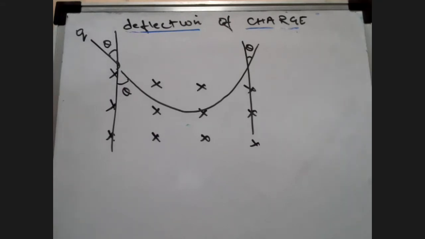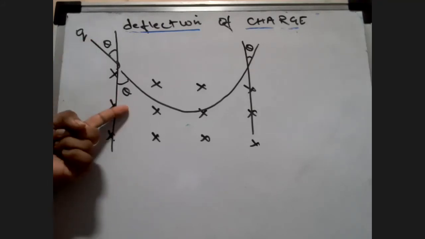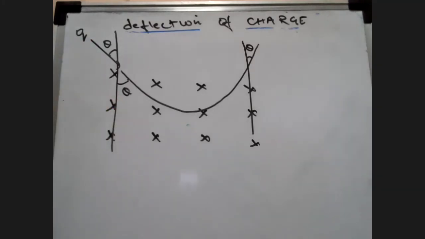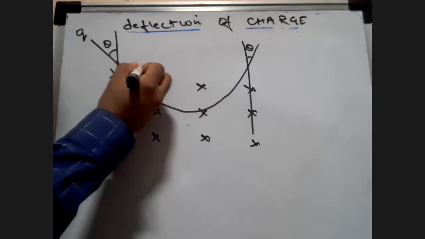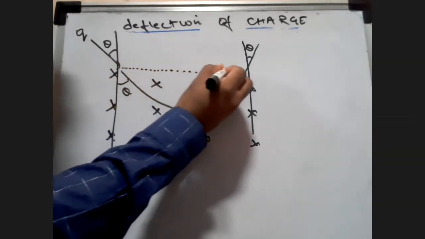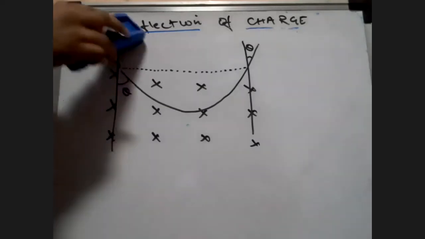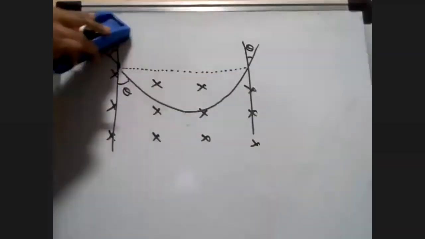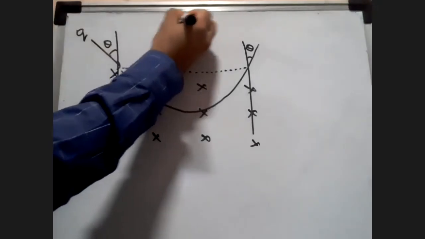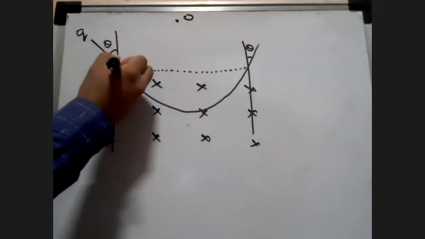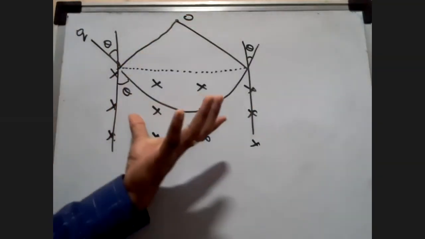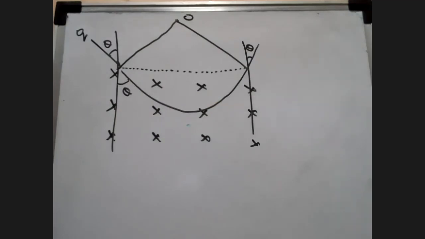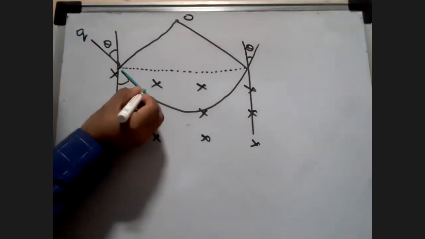Listen. So if this is theta, this is going to be theta. So in that case, students, listen to me. Let's consider this to be a part of a circle. Let's say the origin is somewhere here. In that case, I can say that it's going to be like this. It's a part of a circle. And you can see that my charge over here is having a path in this direction.